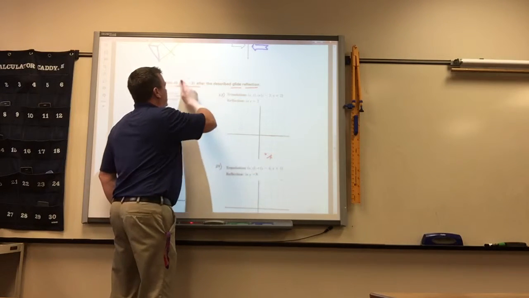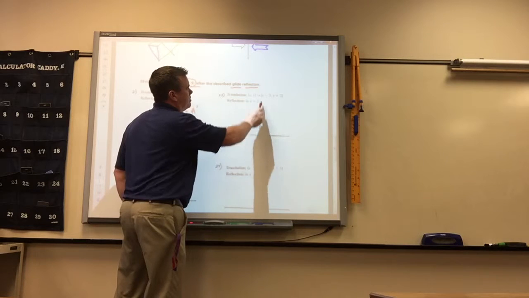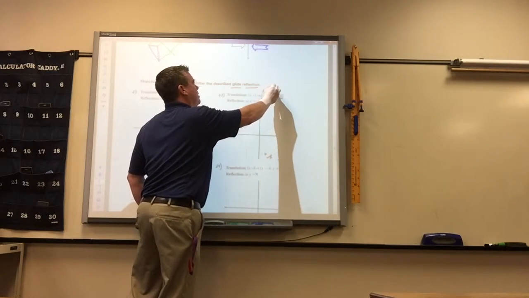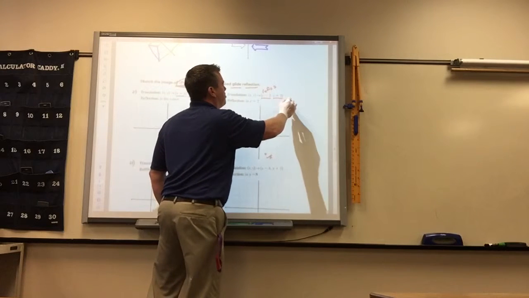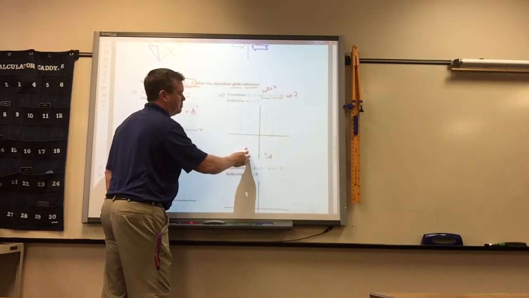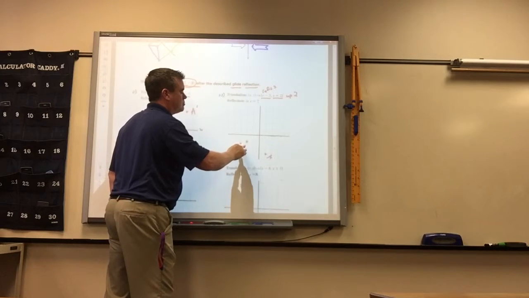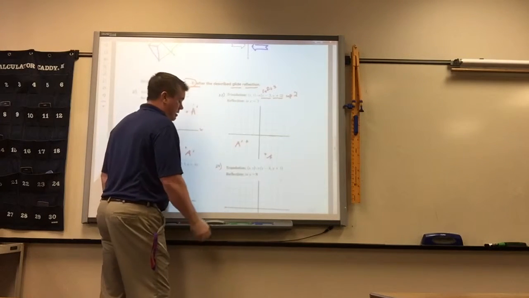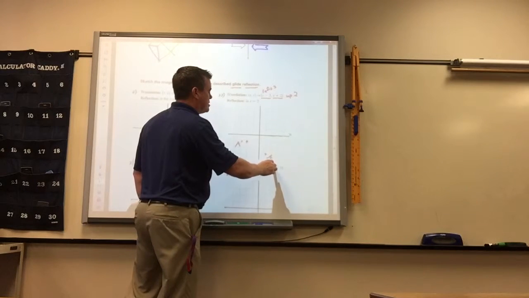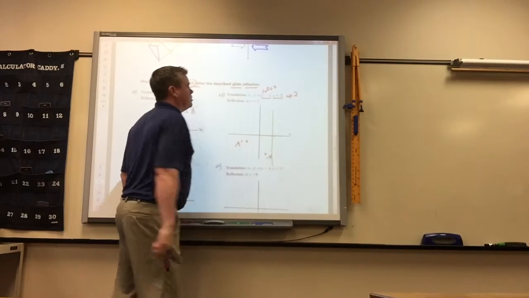Here we start at 1, negative 3. x minus 3 means left 3. y plus 2 means up 2. So we got to go left 3, up 2. Then the line x equals 2 crosses the x-axis at 2.